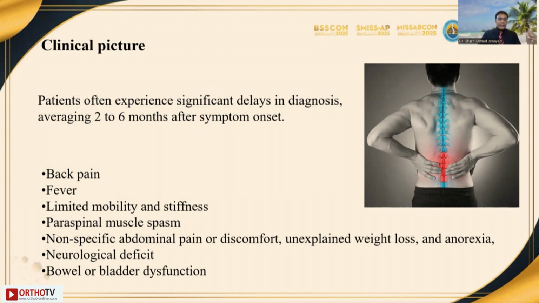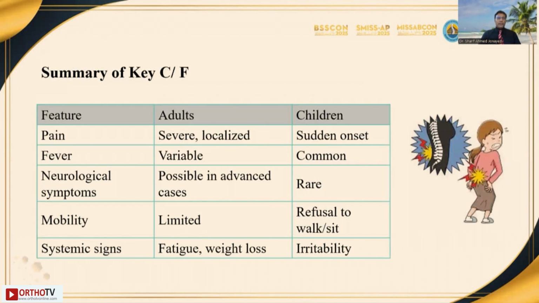Sometimes fever may be present, or other symptoms like paraspinal muscle spasm, abdominal discomfort, weight loss, and neurological deficit may be present. So clinical suspicion is a must. Sometimes it may take 2 to 6 months to diagnose. Basically the difference between adults and children is neurological deficit. Children are luckily spared from neurological deficit in most of the cases.